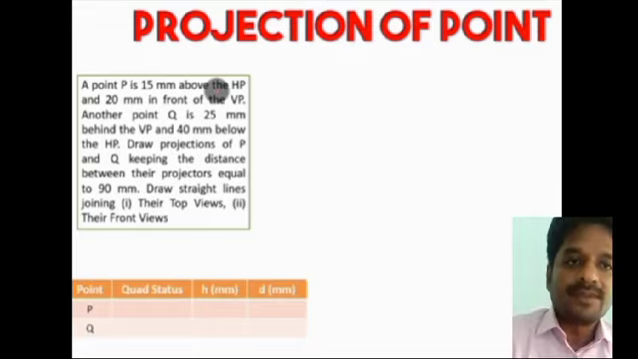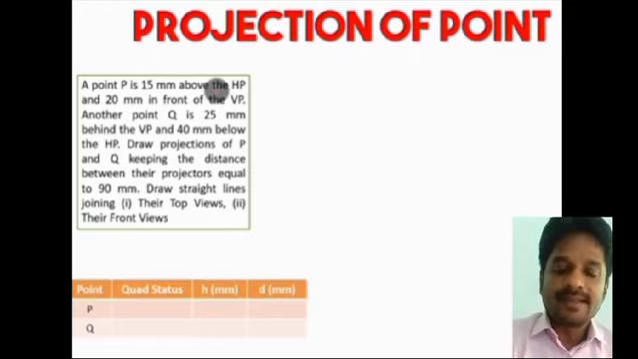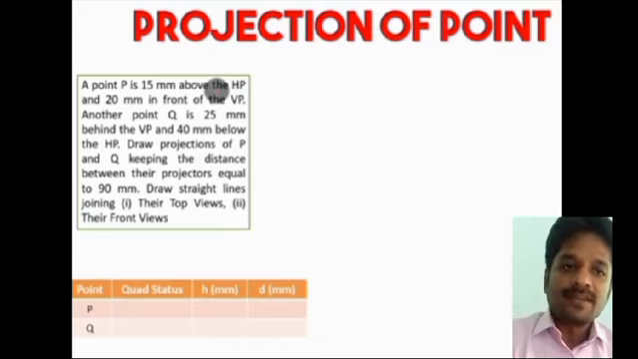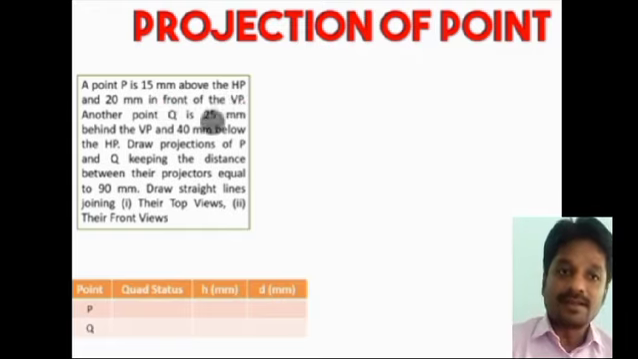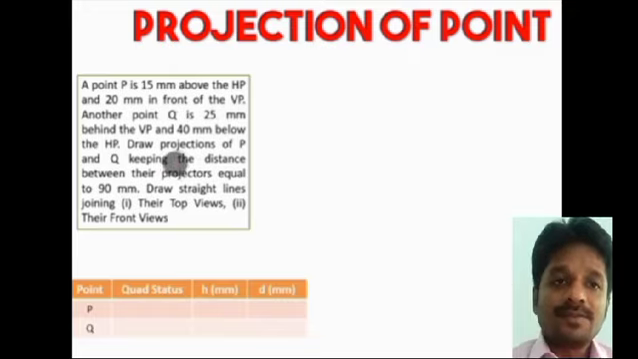The point P is 15 mm above HP and 20 mm in front of VP. It's very clear that when the point lies above HP and in front of VP, that means the point lies in the first quadrant. Let us look at the second point Q. Q is 25 mm behind VP and 40 mm below HP. So behind and below are the two keywords, which clearly mean that the point lies in the third quadrant. So if I look at the point P, it is in the first quadrant.